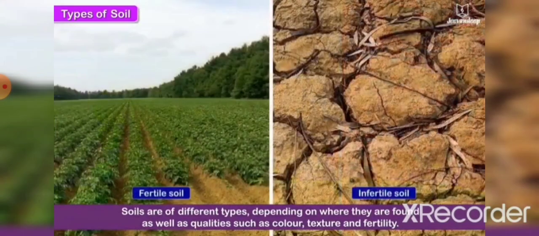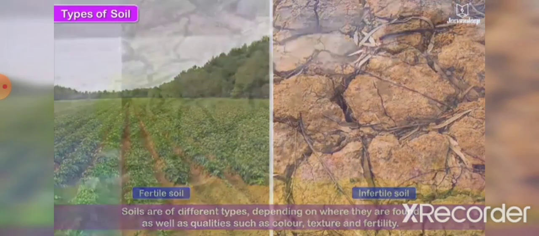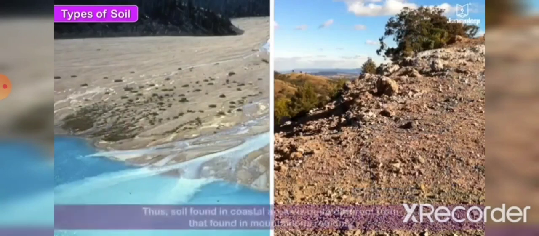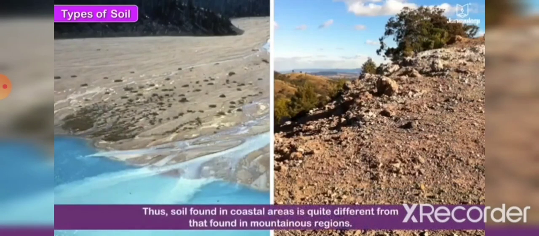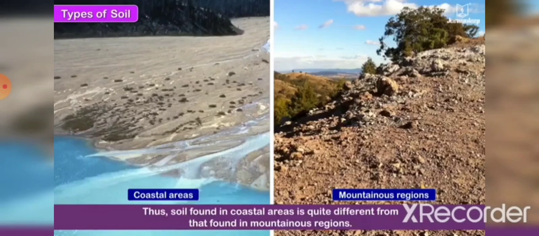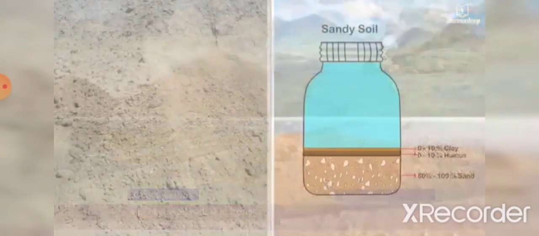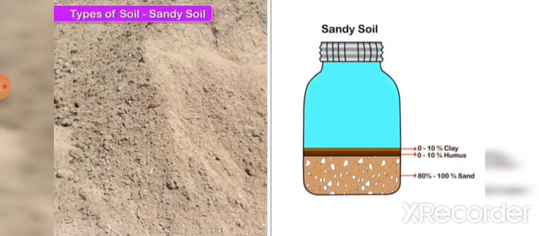Here you can see fertile soil and infertile soil. There are 2 types here. The soil found in coastal areas is quite different from that found in mountainous regions. You might have felt that the soil on the beach and the soil on the mountain are different. How and why they are different, we will study.